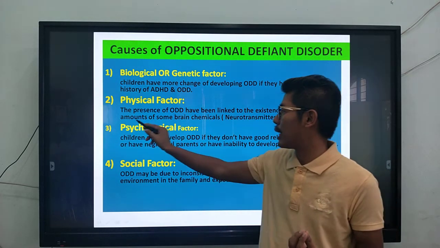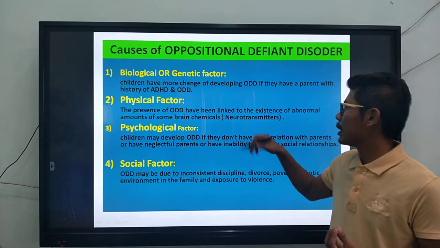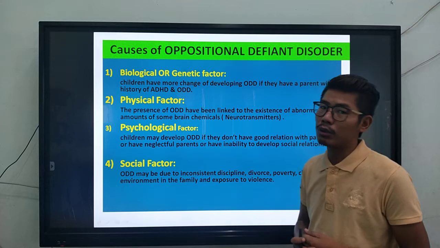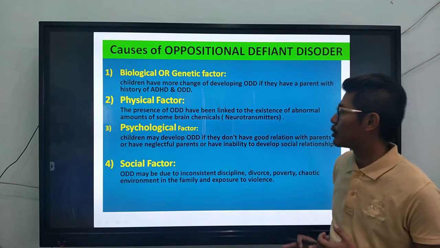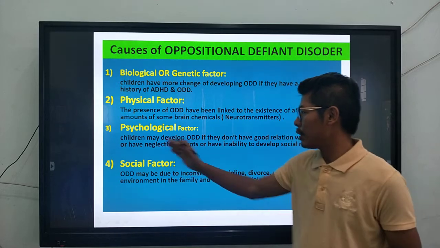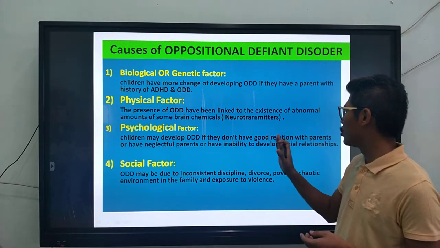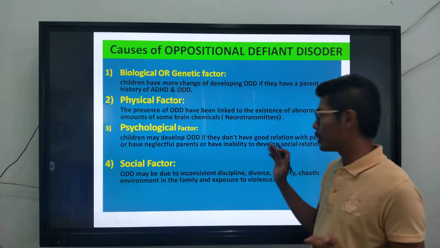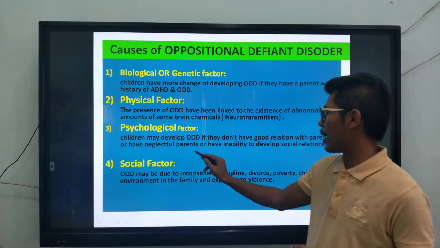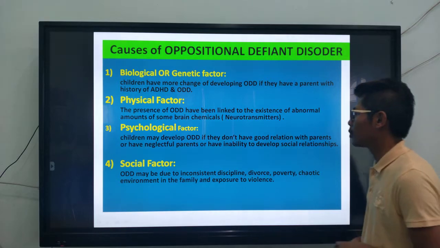So that's what happens, the amount of some brain chemicals. If it is abnormal, too much or too little, it will also give you a problem called oppositional defiant disorder. Now, psychological factor. Children may develop ODD if they do not have good relations with the parents. Let me just repeat again: not having good relations with the parents, having neglectful parents, or having an inability to develop social relations.